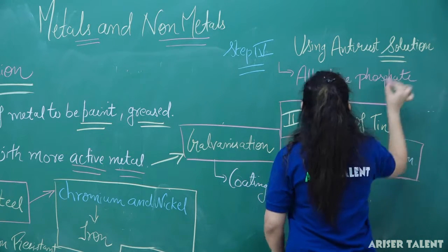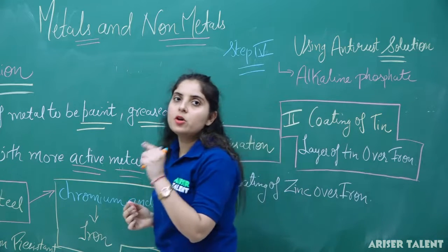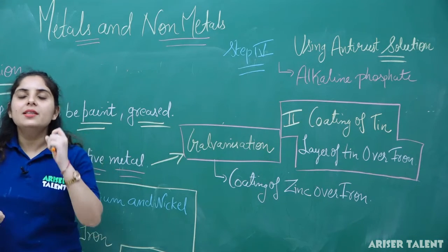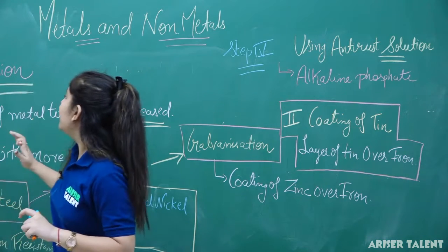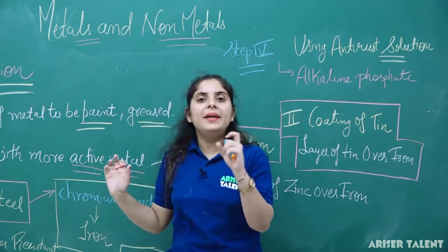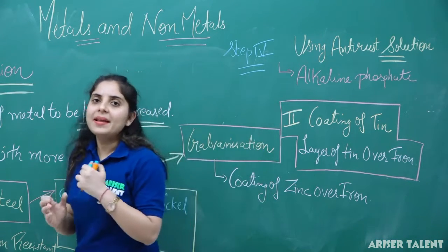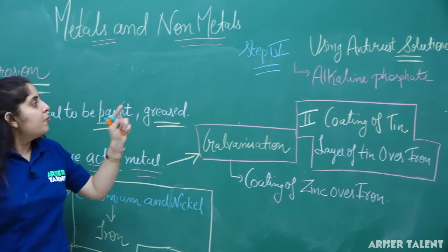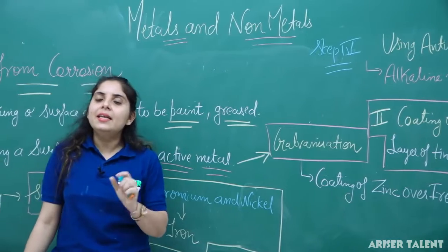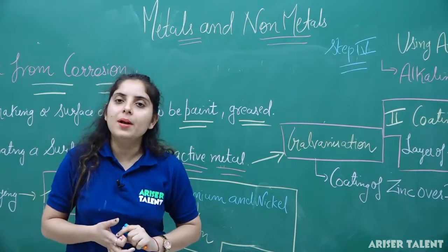So, we can see here we have the 4 basic steps in preventing the process of corrosion. First step we have learned is making the surface of the metal painted or greased. Second is by galvanizing the metal. Third step is by alloying the metal, and the fourth step will be by using any anti-rust solution to prevent the corrosion of a metal.